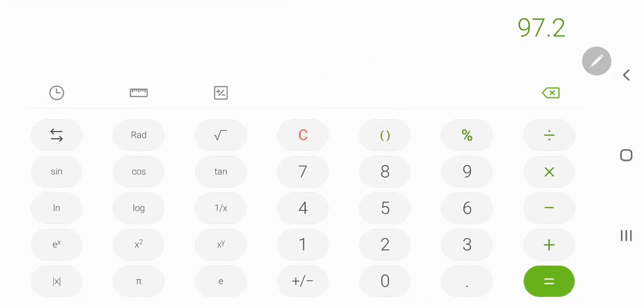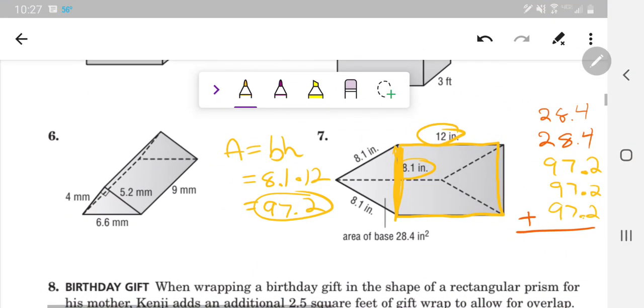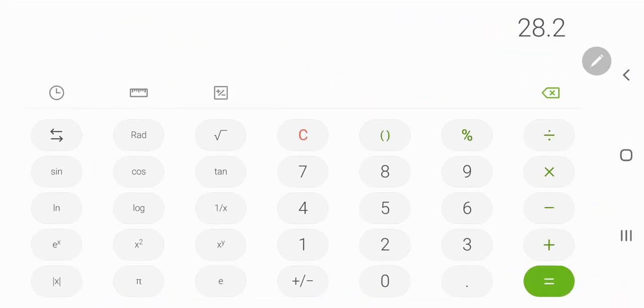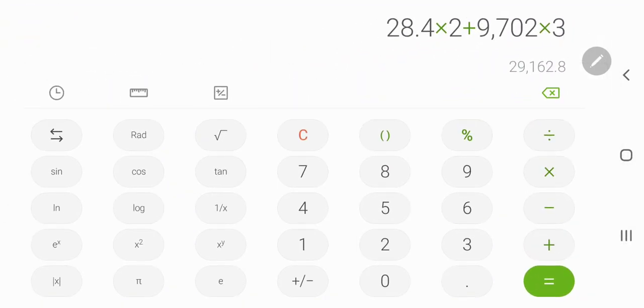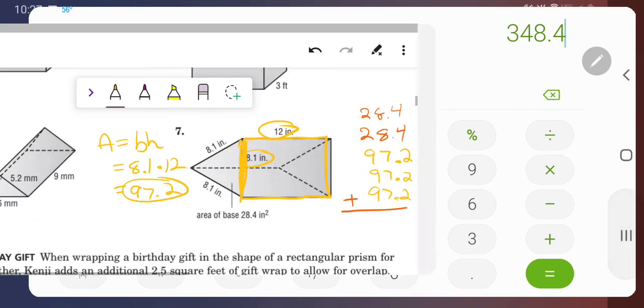Let's do 28.4, oops, 4 I meant. 28.4 times 2 plus 97.2 times 3. Let's see if that's right. 97.2. Whoopsie. My fat fingers typed the wrong thing. There we go. 97.2 times 3. Bam. And that's 348.4.